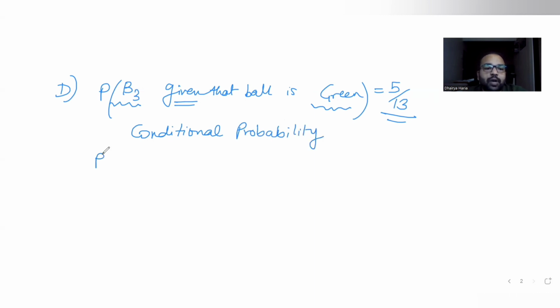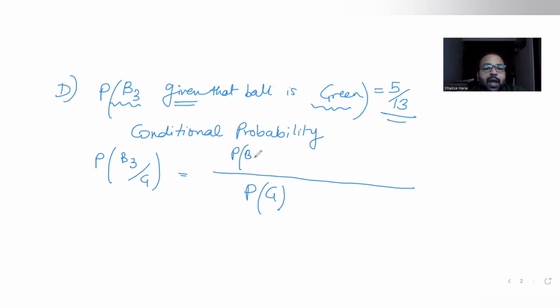So if I want to write this, the probability of selecting bag B3 given that the chosen ball is green is favorable outcomes upon total possible outcomes. The total possible outcomes is the probability of selecting a green ball, and the favorable outcomes is selecting bag B3 and then selecting a green ball from bag B3. So first of all, we know the probability of selecting bag B3 is 4 by 10, and selecting a green ball is 3 by 8.